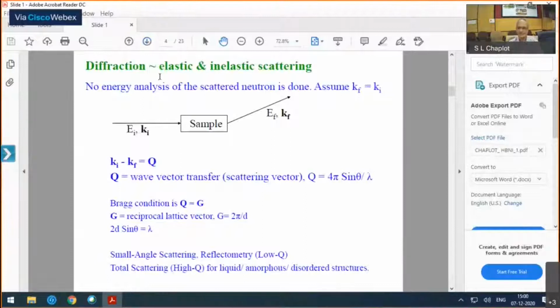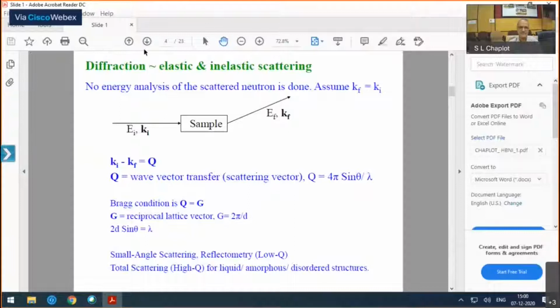For the case of diffraction, because you do not do any energy analysis of the scattered neutron beam, you just assume that the magnitude of the wave vector kf is equal to that of the incident neutron, and the change in the wave vector is denoted by q, and if this is equal to a reciprocal lattice vector, then the Bragg condition is satisfied.